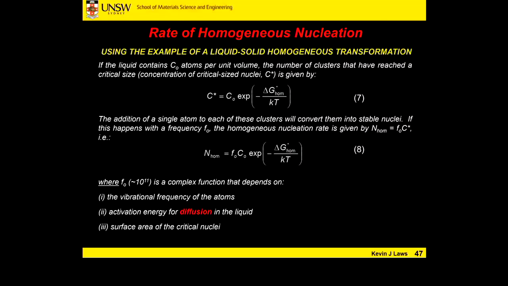All right. Now, if the liquid contains a concentration, C0, of atoms per unit volume, the concentration of critical size nuclei, C star, can also be given by this equation here. Again, thinking about this fixed volume that we have, and the number of atoms that can reach a critical size at a given temperature. Through this we can back substitute and think about the volume fraction of our material at a given temperature that has transformed under equilibrium conditions. So that's what this equation can give us.